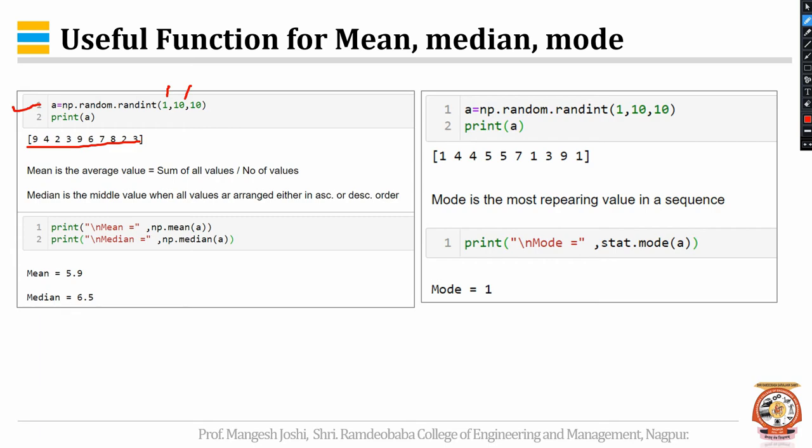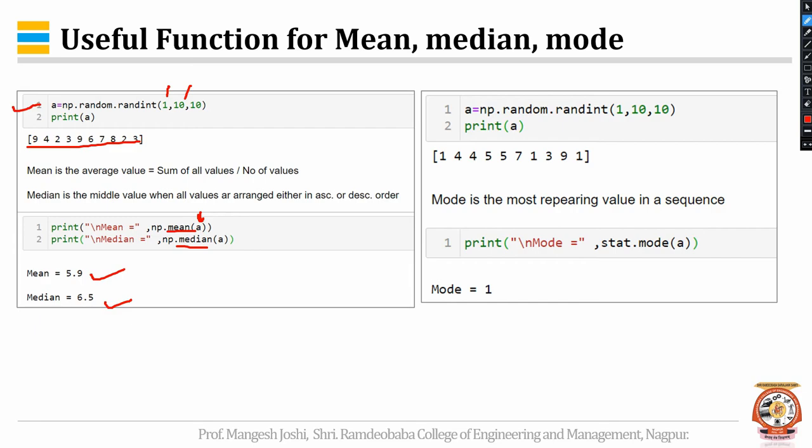To print the mean of the data set, there is a simple function called mean. Inside the np module, you have the mean function, and you pass the data set A to it. This will print the mean of the data set. The second function is median. Simply by typing np.median, you can access the median function inside the np module, which is nothing but NumPy. Here the mean is 5.9 and the median is 6.5.